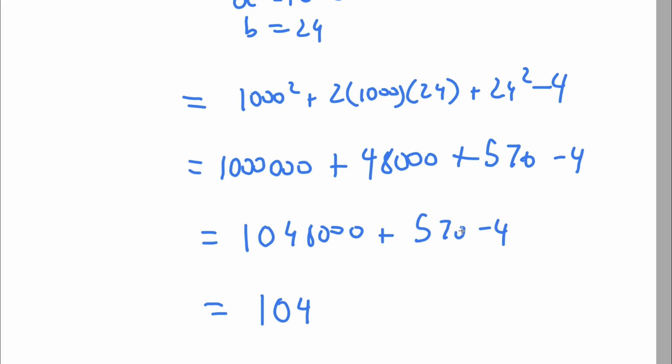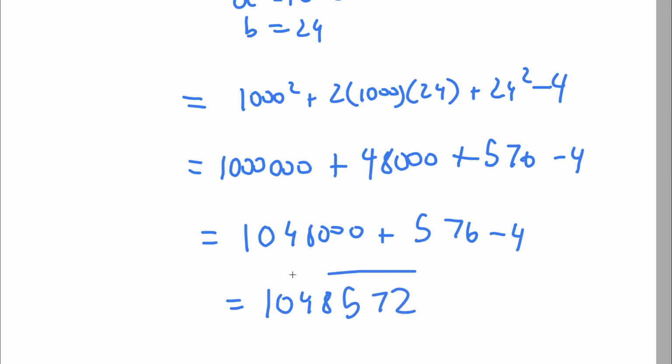Sorry, this isn't 570. This is actually 576. So I have 576 minus 4. So I have 1,048,000. 576 minus 4 is 572. So 1,048,572. So this is my answer.